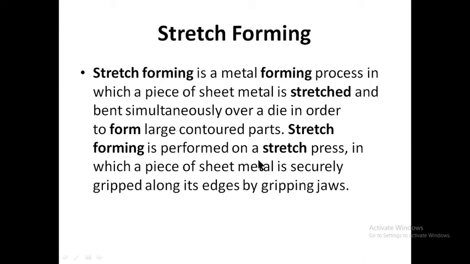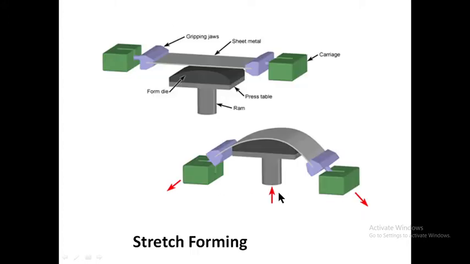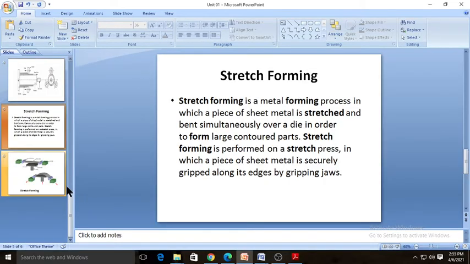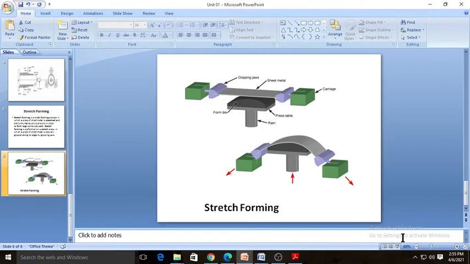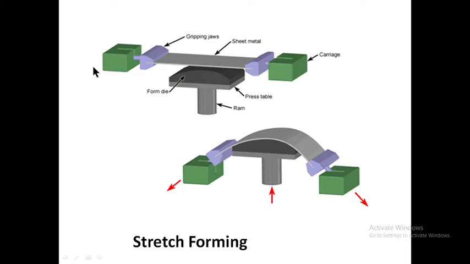Stretch forming is performed on a stretch press in which a piece of sheet metal is securely gripped along its edges by gripping jaws. Here you can see these are the gripping jaws, this one and this one, and on these gripping jaws we are going to connect the metal sheet here, and this is the form die or form block, or ram we can call it.